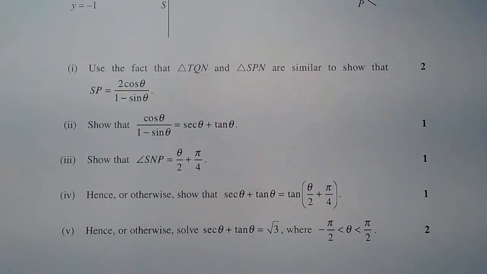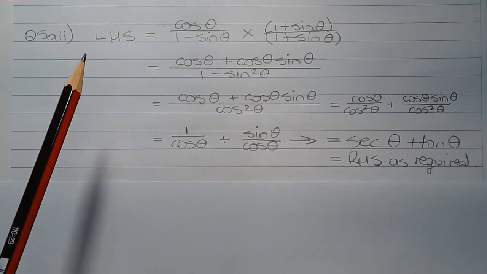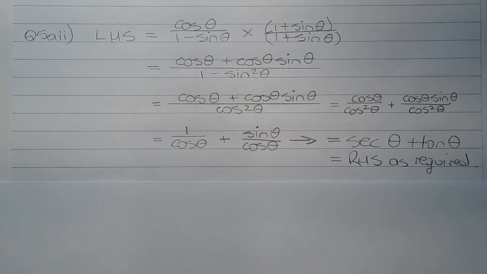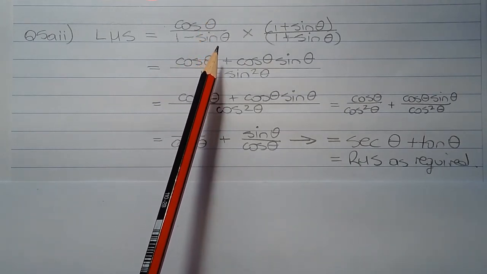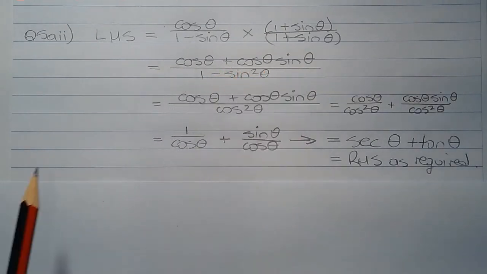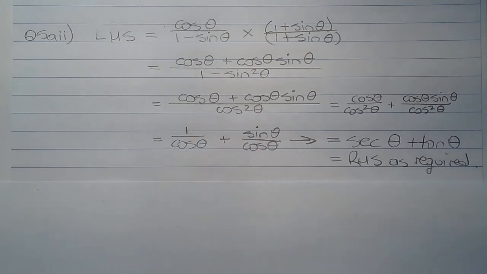Part 2. Show that cos theta over 1 minus sine theta equals sec theta plus tan theta. Starting from the left-hand side, we have left-hand side equals cos theta over 1 minus sine theta. Multiplying the numerator and the denominator by 1 plus sine theta, that gives us left-hand side equals cos theta plus cos theta sine theta over 1 minus sine squared theta. 1 minus sine squared theta is equal to cos squared theta by application of a Pythagorean identity. So left-hand side is equal to cos theta plus cos theta sine theta over cos squared theta.